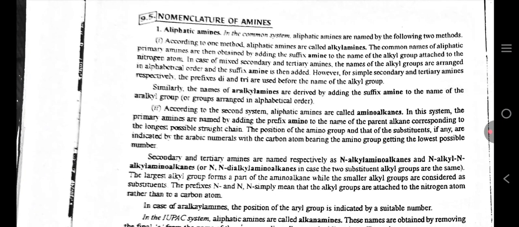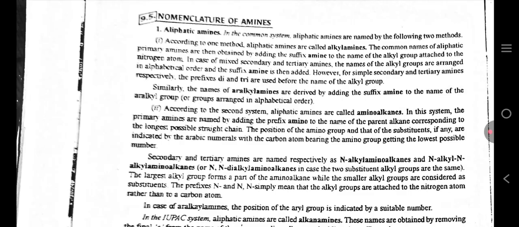Nomenclature of amines. Aliphatic amines in the common system. Aliphatic amines are named by the following two methods. According to one method, aliphatic amines are called alkyl amines. The common name of aliphatic primary amines is then obtained by adding the suffix amine to the name of the alkyl group attached to the nitrogen atom.